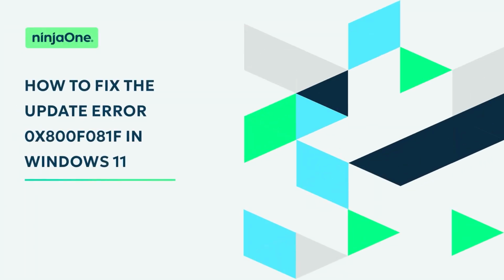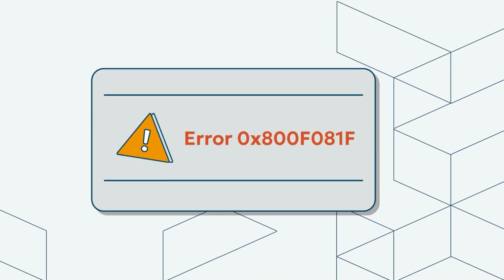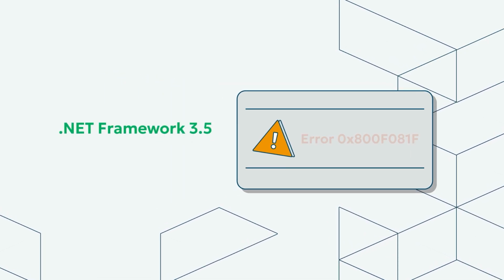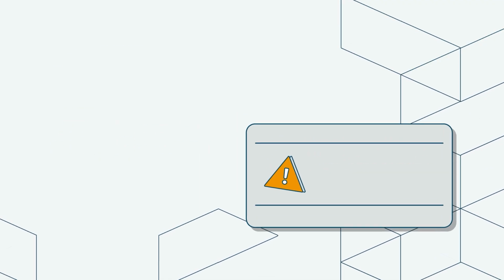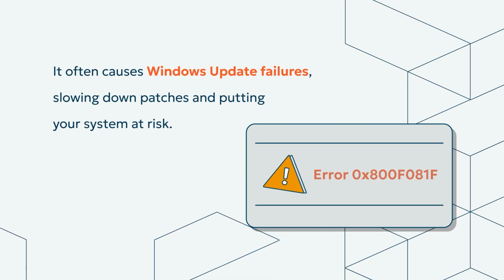How to fix the update error 0x800F081F in Windows 11. Error 0x800F081F pops up when key .NET Framework 3.5 files go missing or get corrupted. It often causes Windows Update failures, slowing down patches and putting your system at risk.